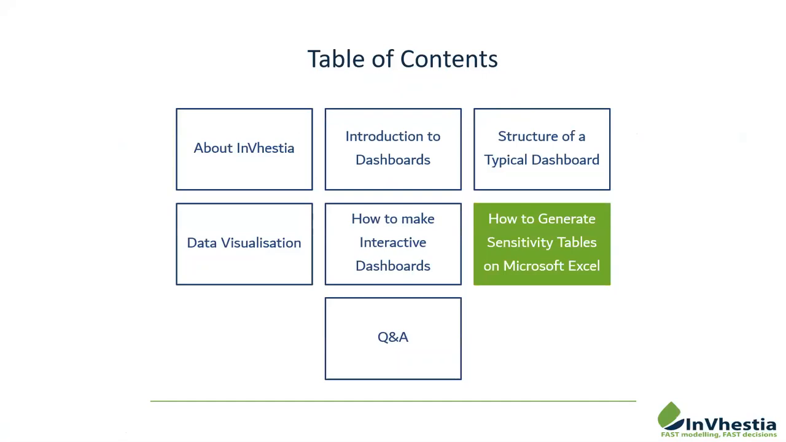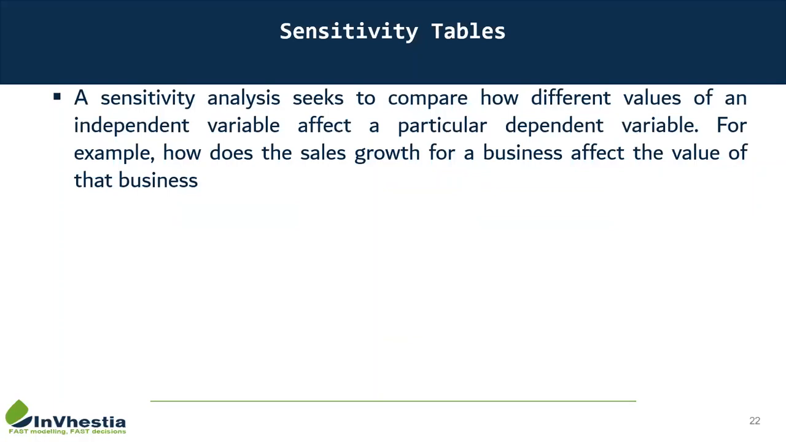The last item will be on how to generate sensitivity tables on Microsoft Excel. Just a bit about sensitivity tables. A sensitivity table is more or less like a sensitivity analysis that seeks to compare how different values of an independent variable affect a particular dependent variable. Let me give you an example. For instance, if you want to see how changes in interest rate affect your value, I think the example we had here is how does the sales growth for a business affect the value of the business. So a sensitivity table will allow you to test those variables against the output of a financial model.